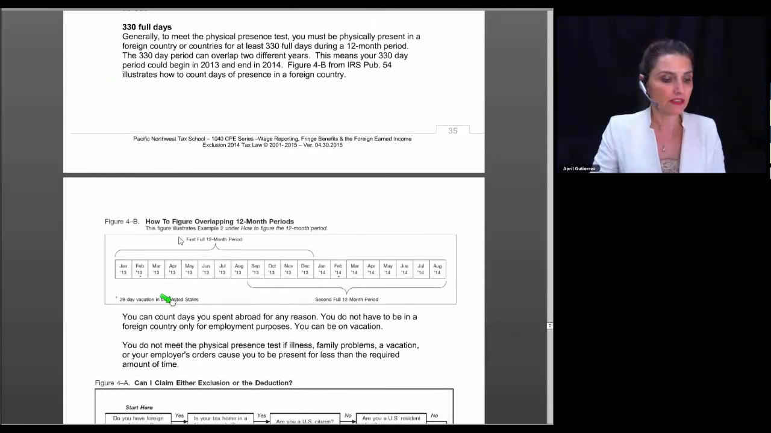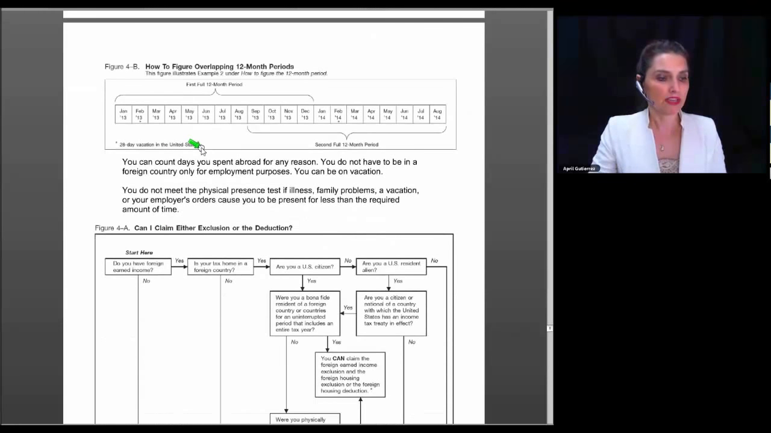But here is a table from IRS publications to show you what they mean when you are calculating the physical presence test. You can see that we have a 12-month period that starts in January of 2013 and ends in December of 2013. That could qualify you for the bona fide residence test. But it can also qualify you for the physical presence test if you arrive in the foreign nation in September of 2013 and stay there through August of 2014.